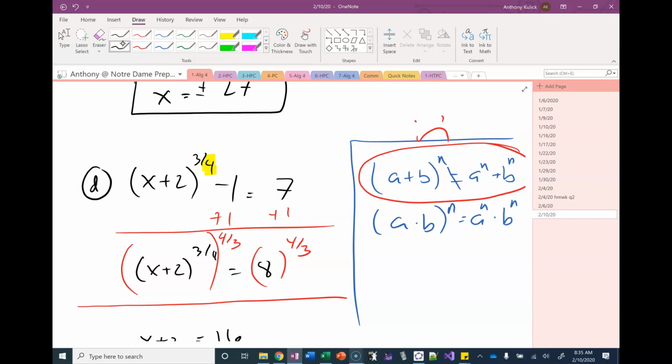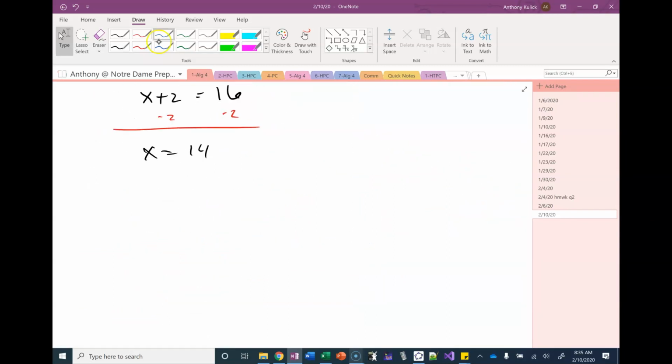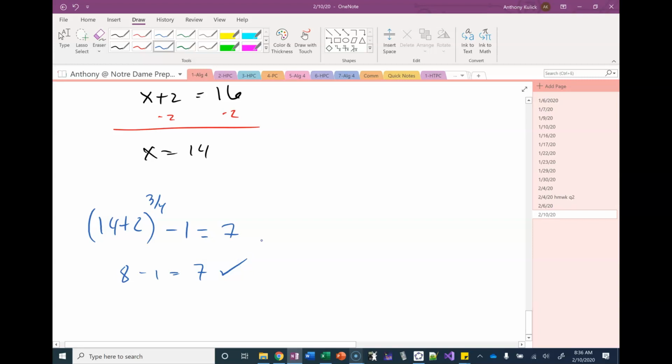Let's just check it. It's not that simple, not for this one anyways. Okay, 16 to the 3/4 is 8. And 8 minus 1 is definitely 7, so we're good.